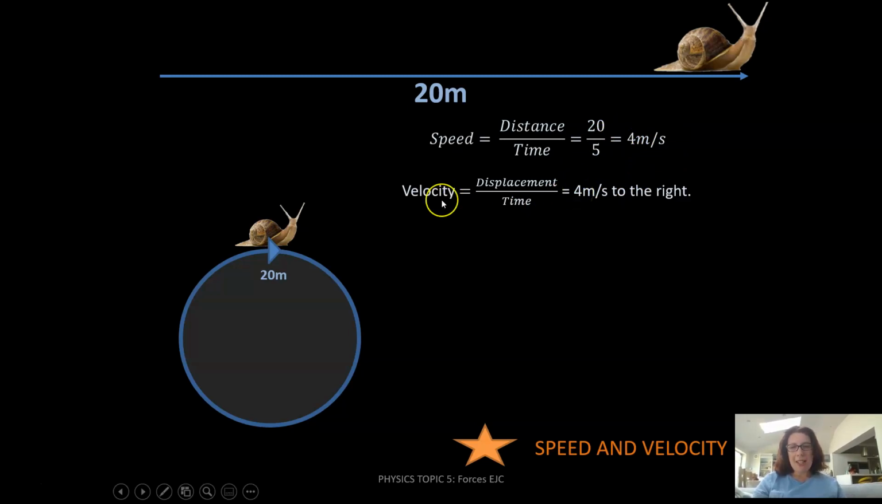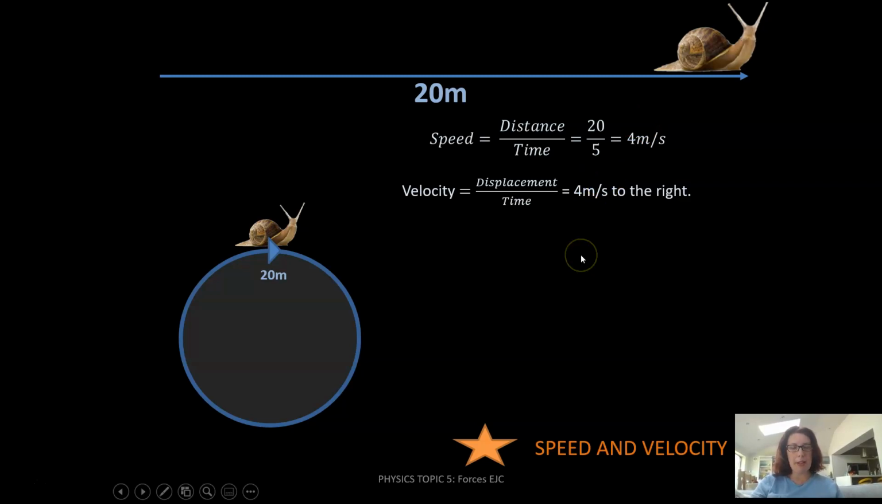But velocity is speed in a direction, so we have to say what direction it's going in. In this case, we can just say the snail was travelling to the right. So that turns our speed of 4 meters per second into a velocity by saying to the right. You could say forwards, backwards, up, down, but in this case, the snail was going to the right. The number we get, which we call the magnitude, is the same in both these cases.